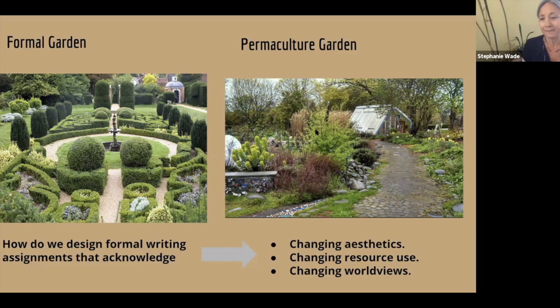Both gardens have paths, but the paths tell very different stories about how people should navigate them. I am not here to tell you which garden to prefer, but I am here to make the point that back in the 18th century, the permaculture garden would have been rejected flat out as just messy and a disaster, but we live in a world where our aesthetics are changing for many reasons. I think it's useful for us to think about genre as garden and think about the genres we've inherited and how helpful they are, the structures they provide, but also the ways in which we might reshape these genres to suit our needs today.